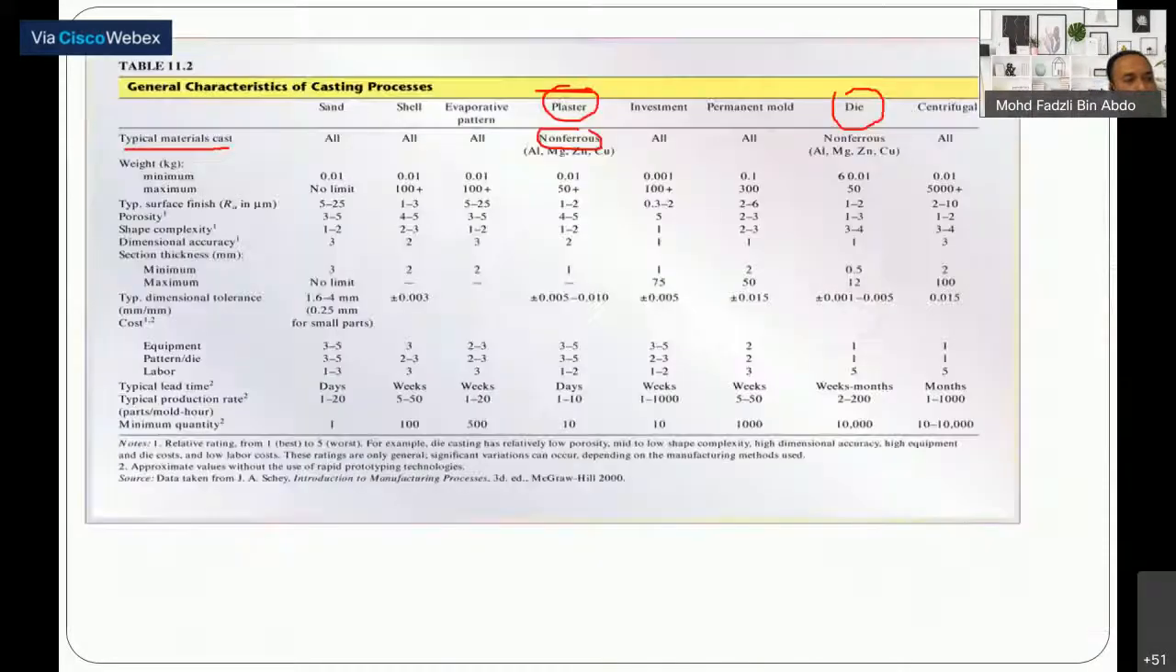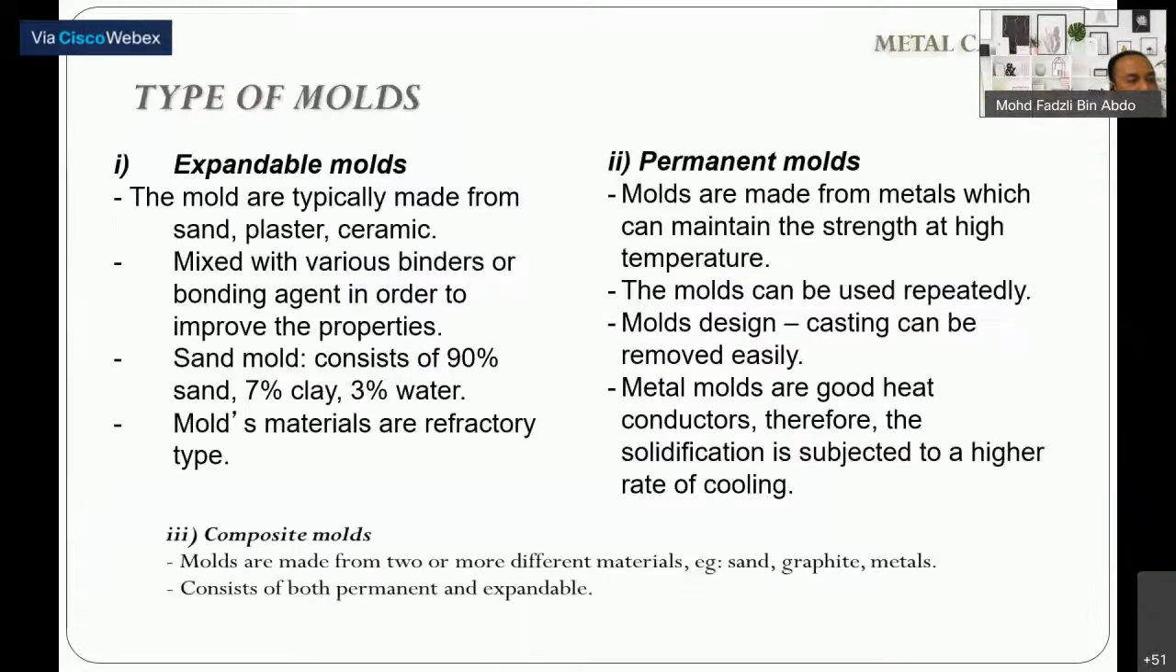Jadi apa yang dimaksudkan dengan expandable mold? The mold are typically made from the sand, plaster and ceramic mixed with various binders and bonding agent in order to improve the properties. Sand mold, ni contoh sand mold consists of 90% of sand, 7% of clay. Clay sebenarnya just untuk kita holdkan that sand. Kalau tidak kan dia berterabur. And then 3% of water. And then mold material are refractory type.